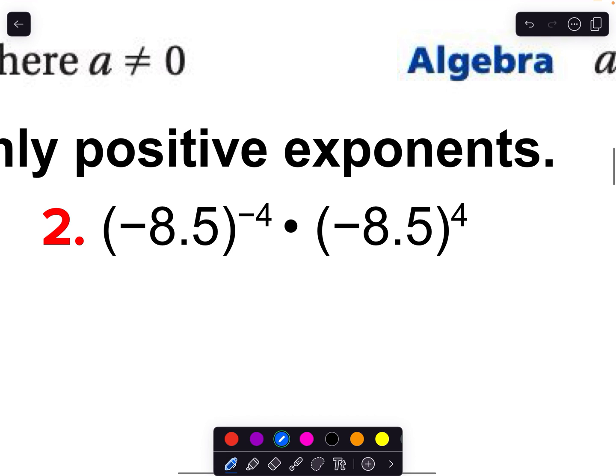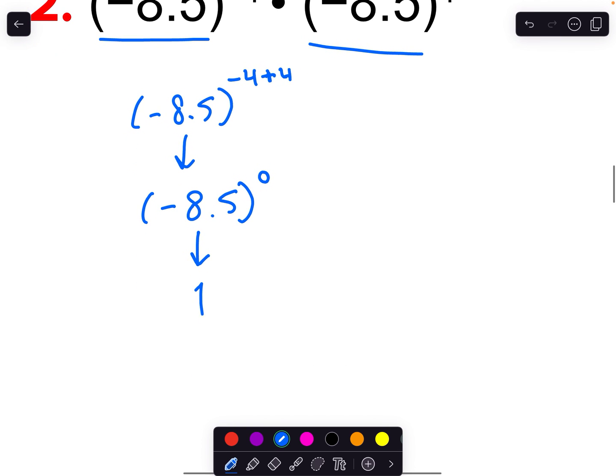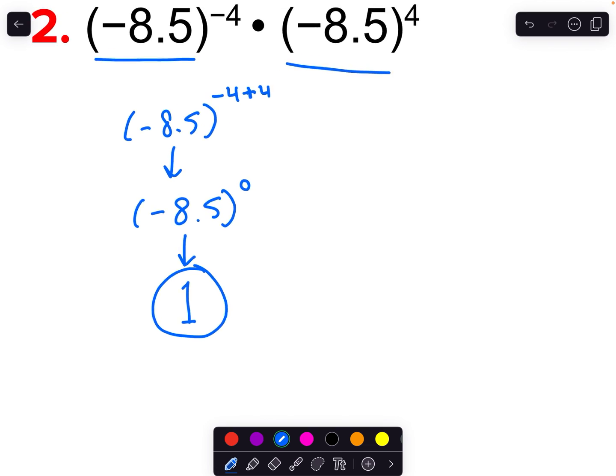Over here, if we have the same bases being multiplied together, that's where we said we just add the exponents together, if you remember from earlier. So this would be negative 8.5 to the negative 4 plus 4. Negative 4 plus 4 is 0, so that turns into negative 8.5 to the 0. Anything to the 0, the answer is 1. So this answer is just 1.